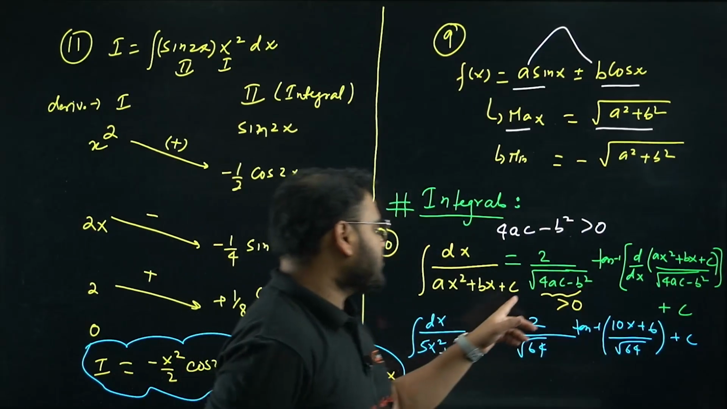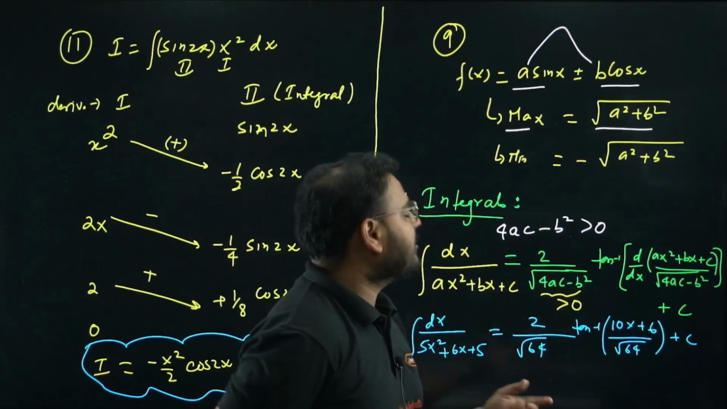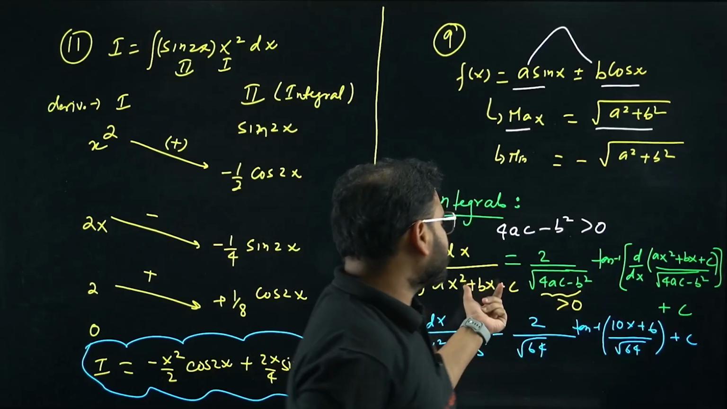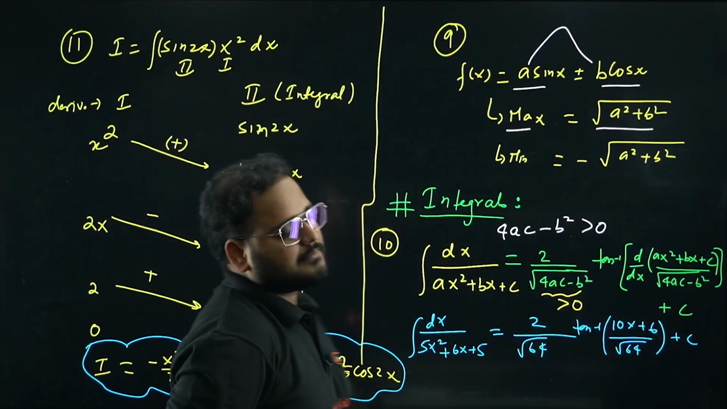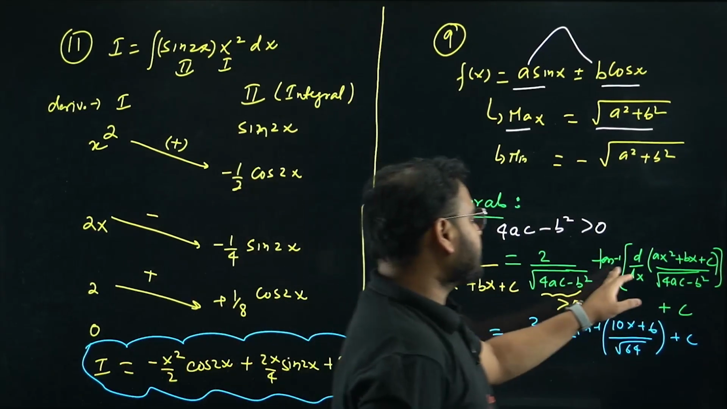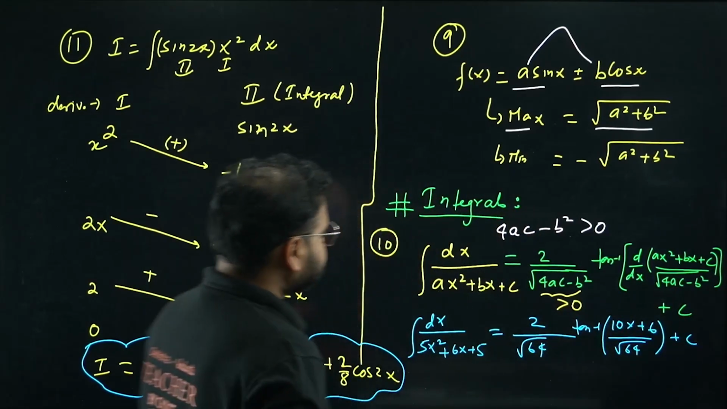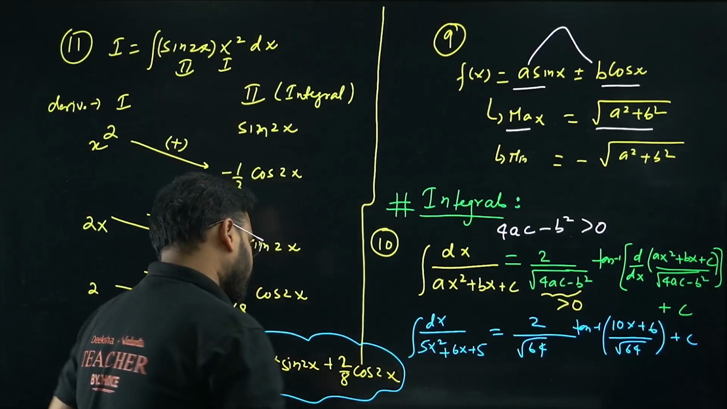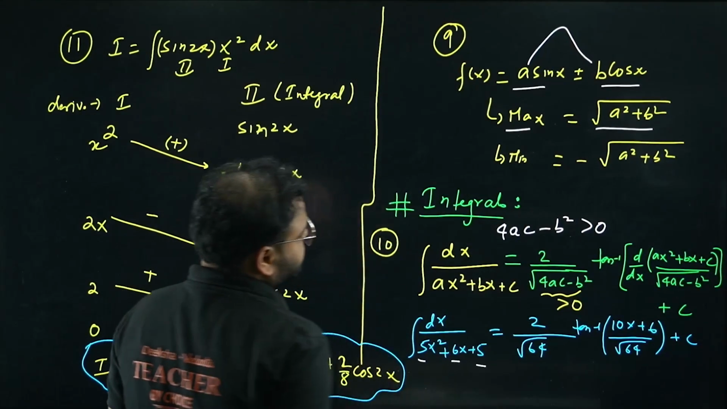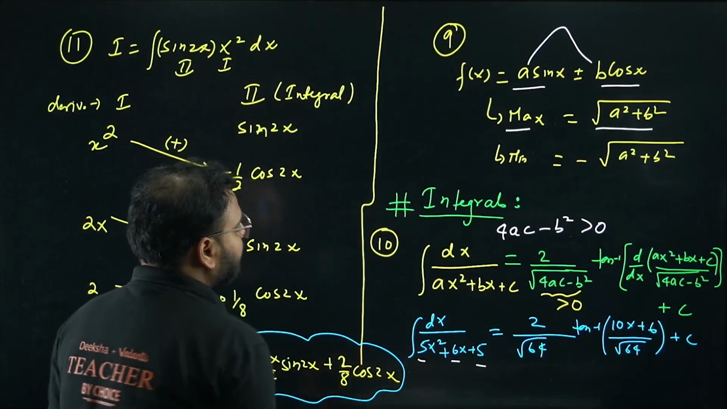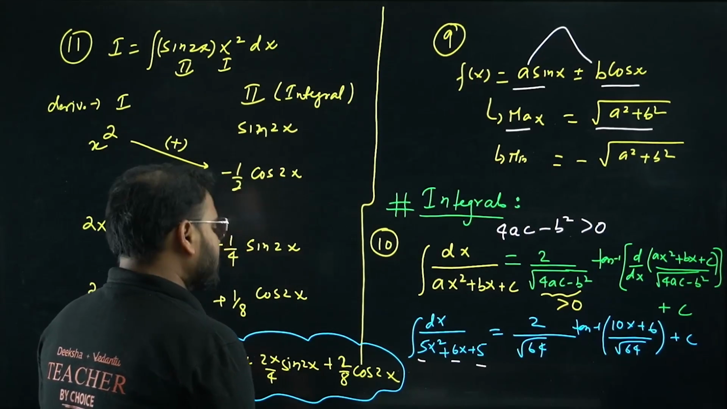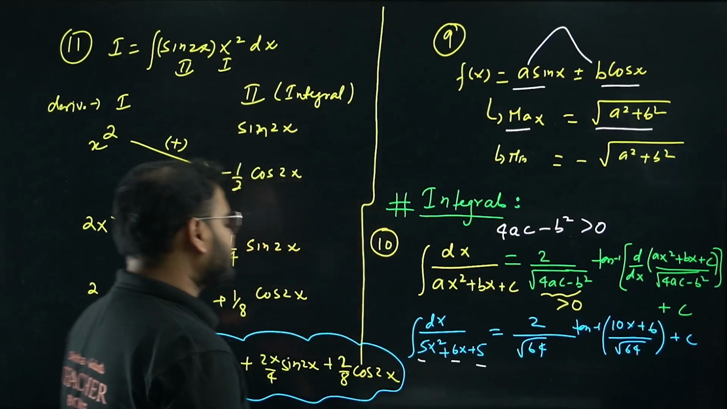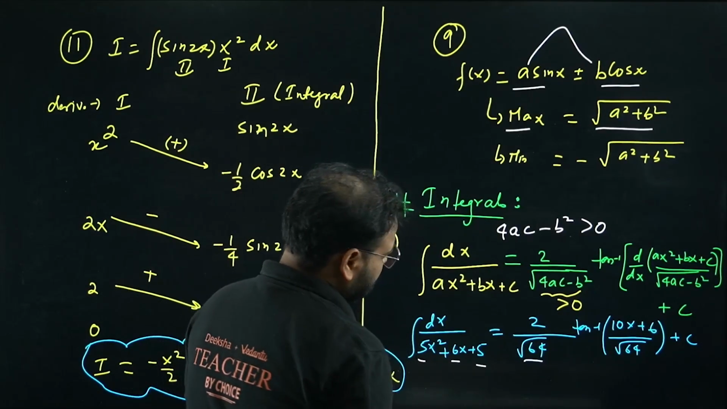Because it could be in the root, no? It has to be positive, right? So the result is 2 upon the same root condition times tan inverse of the derivative of this function divided by this root, and of course plus c is there. If you check the example I've taken over here, 5x square plus 6x plus 5, take the root of 4ac: 4 into 5 into 5 is 100, minus 36, 64 only.